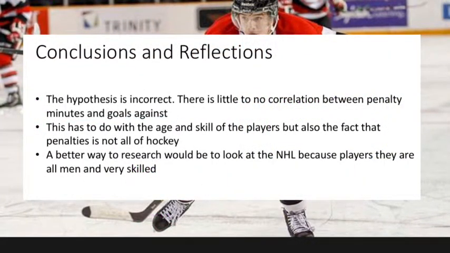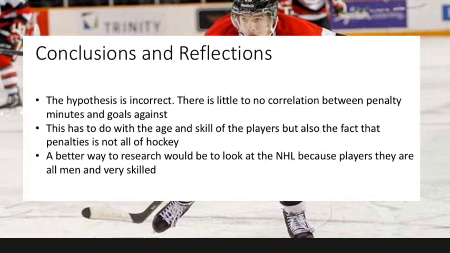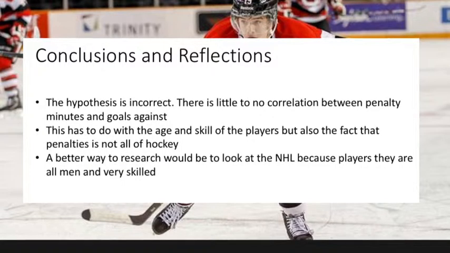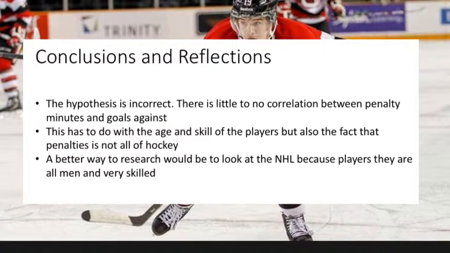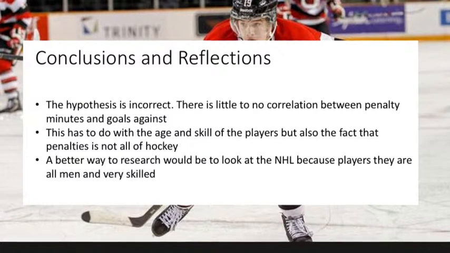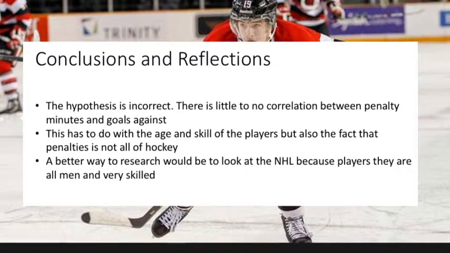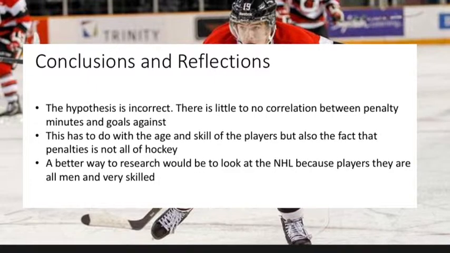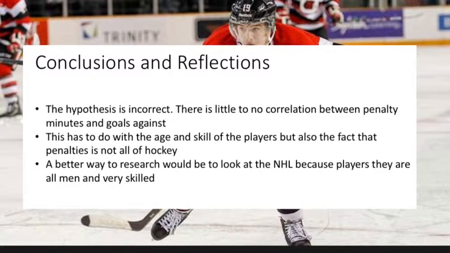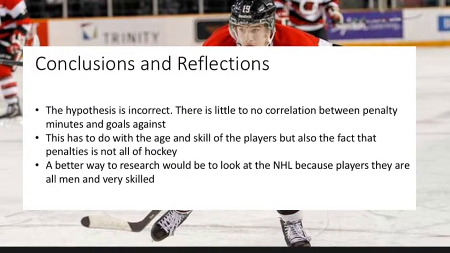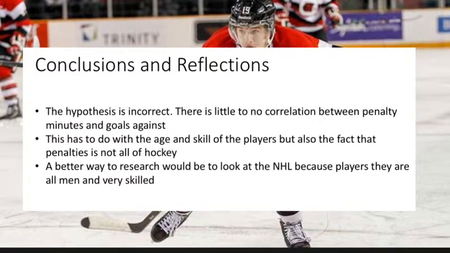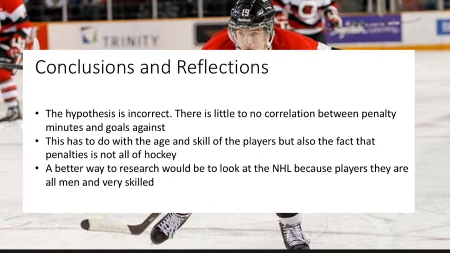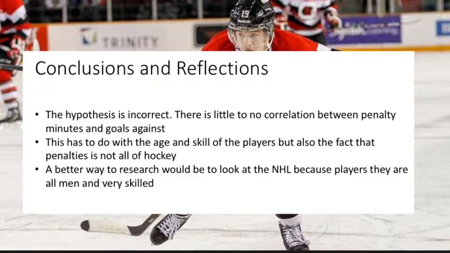The hypothesis is incorrect because there shows to be little to no correlation between the amount of penalty minutes and the goals against. This may result from the age difference or skill level, but is probably a result of the fact that penalties are only one part of the game. There's an abundance of other things that can result in goals in the game of hockey. The most appropriate model is the 2014-2015 scatter plot. It shows the correlation is very weak, however it has its limitations.